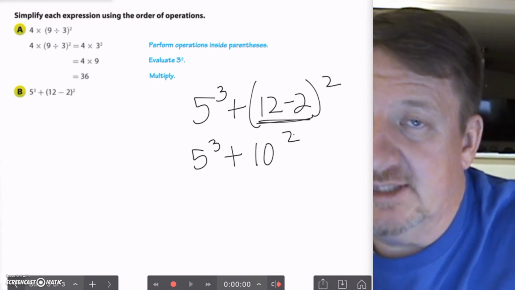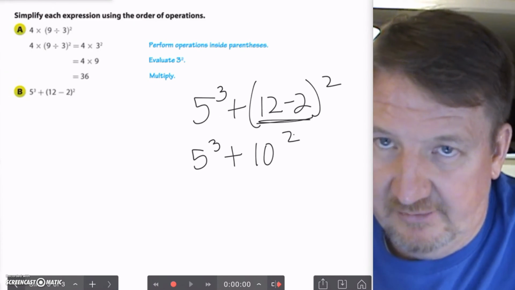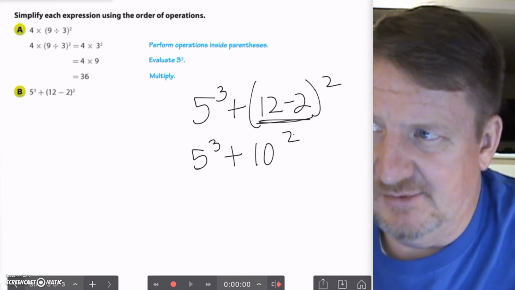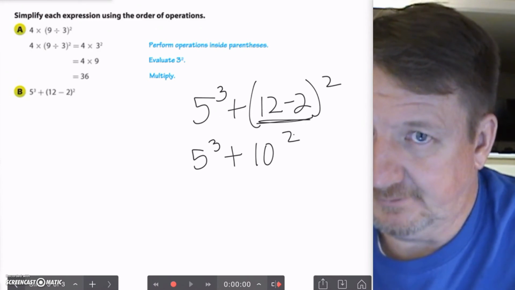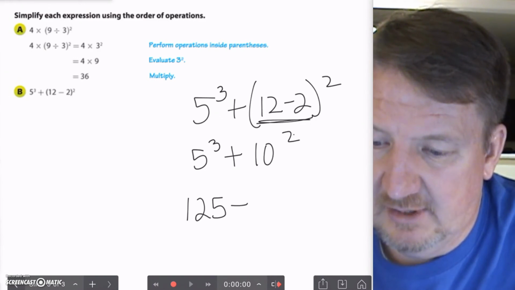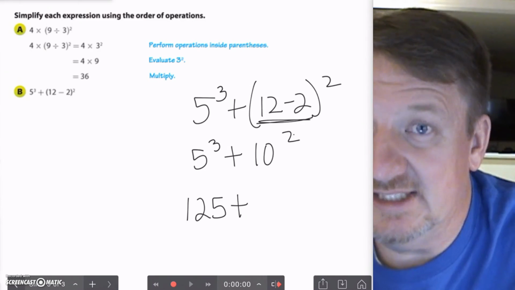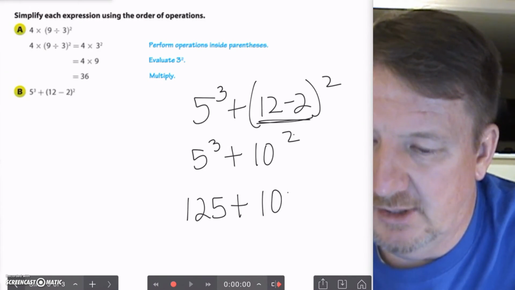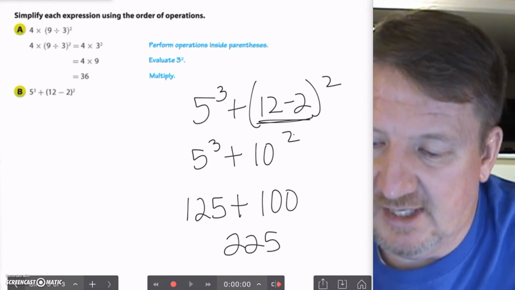Now I have 2 exponents, so I just have to do them both. Okay. 5 to the third power is 5 times 5 times 5. Okay, 5 times 5 is 25. 25 times 5 is 125. And then 10 to the second power is 10 times 10, not 10 times 2. 10 times 10 is 100. 100 plus 125 is 225.